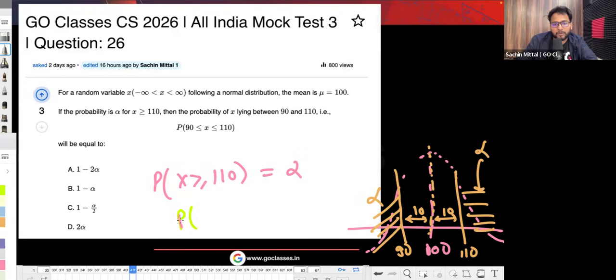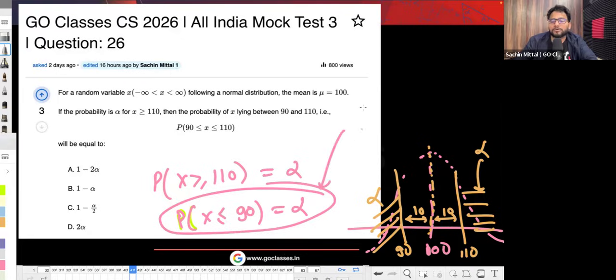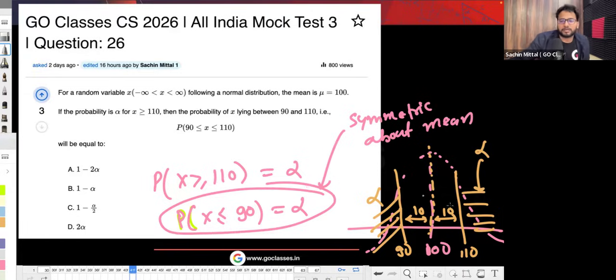due to symmetricity you can say the probability of x being less than or equal to 90 is also alpha. Okay, this is due to symmetricity about the mean. Because normal distribution is symmetric about mean, and mean is given as 100. So if 110 is 10 distance away from mean, then 90 is also 10 distance lesser than mean. So this probability is also alpha, which means these two probabilities are given to us. They are saying x greater than or equal to 110 is alpha. It was given to us, and since mean was also given to us, that's why we have referred that x less than or equal to 90 is also alpha.